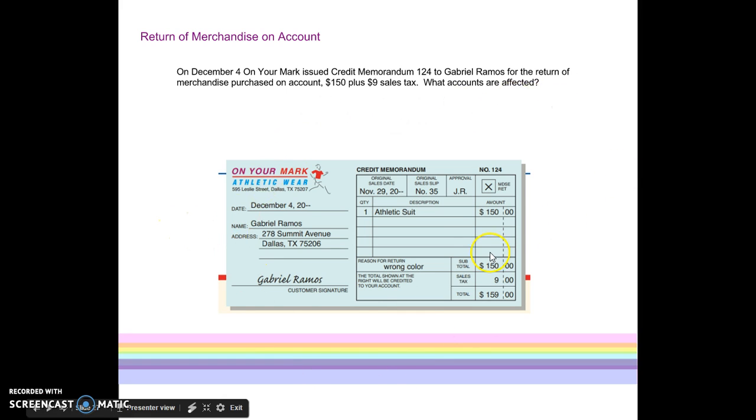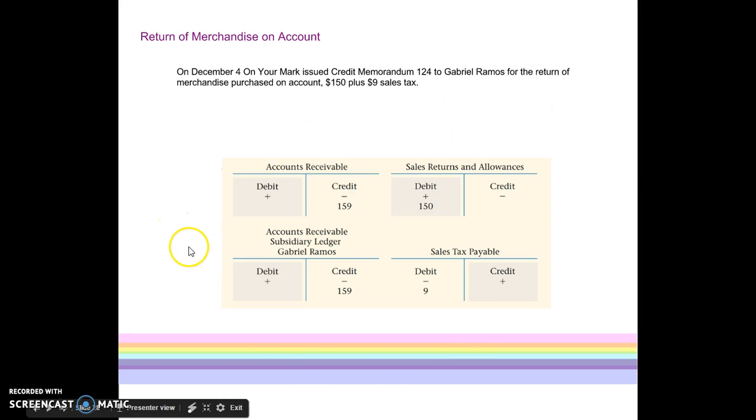Exact same source document that we had in the previous example. So in this one, we are going to credit accounts receivable for $159, and then we would also have to credit our customer account of $159. That is going to equal the sales returns and allowances of $150 worth of merchandise that was returned, and then we also have to refund the tax that was paid, which was $9.